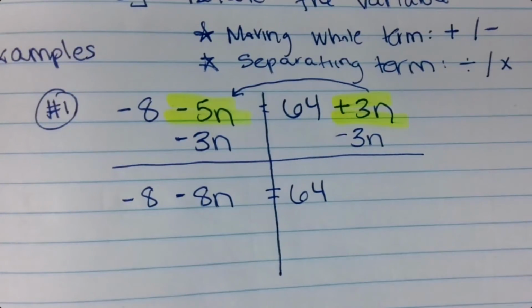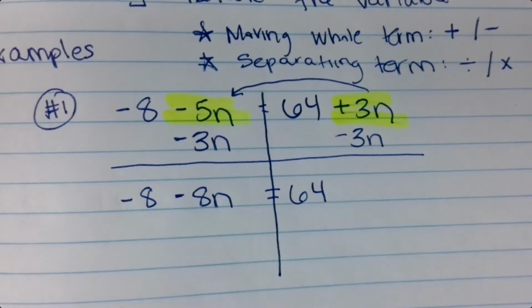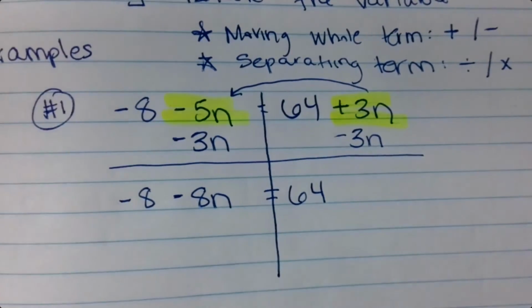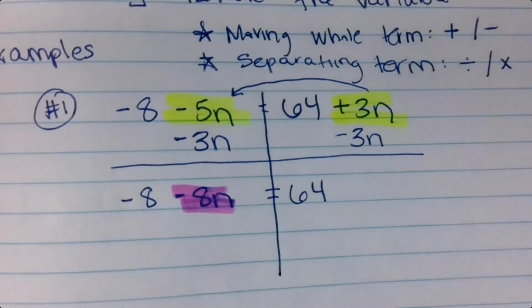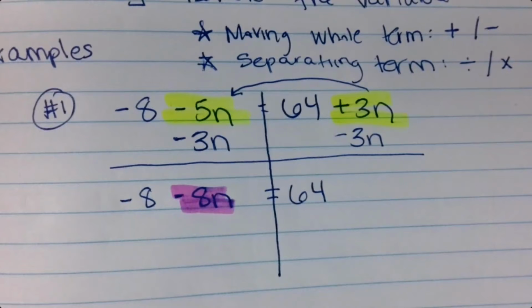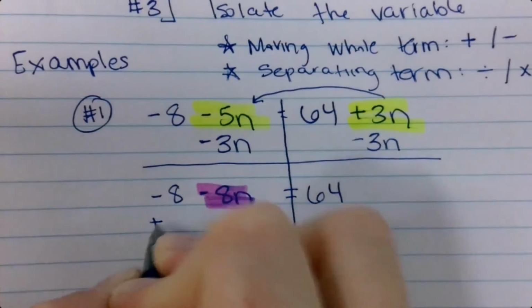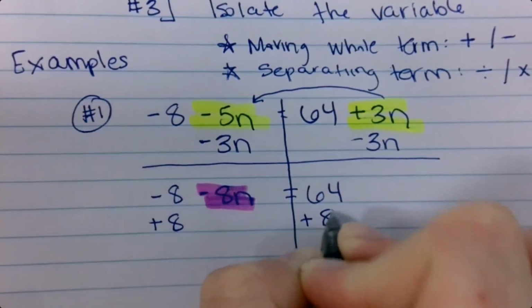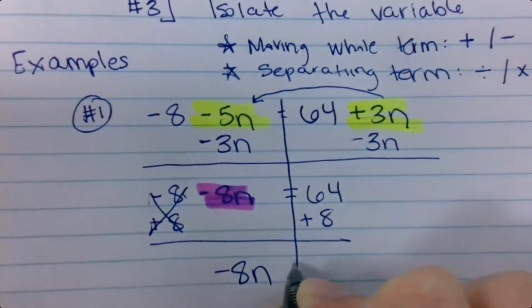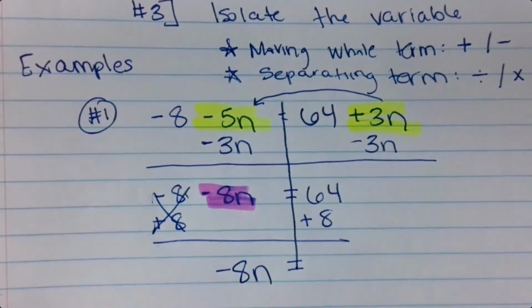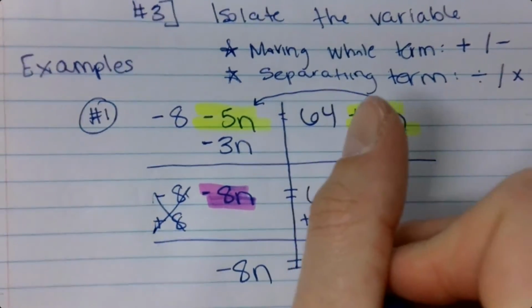Now we can kind of solve it as if it were a two-step equation. This right here is what I want to get alone. So what's on the same side but not highlighted? That -8. What's the inverse? If I'm moving an entire term, the inverse would be +8 on both sides. This would give me -8n on this side. 64 plus 8 is 72.